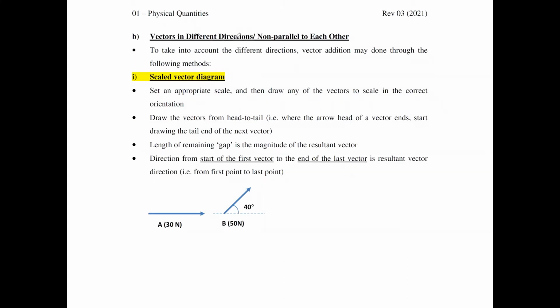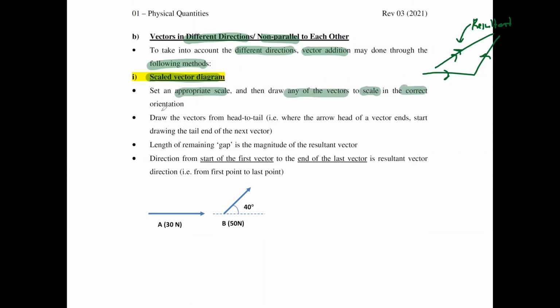For vectors in different directions or non-parallel directions, vector addition may be done through the following methods to take into account the different directions. The first method we will learn is the scale vector diagram method, which involves drawing the vectors in the diagram such that the resultant can be determined from the diagram itself. We first need to set appropriate scales before drawing any of the vectors to scale in the correct orientation. It's important to note that the vectors must be drawn from head to tail, which means that where the arrowhead of a vector ends, we need to start drawing the tail end of the next vector.